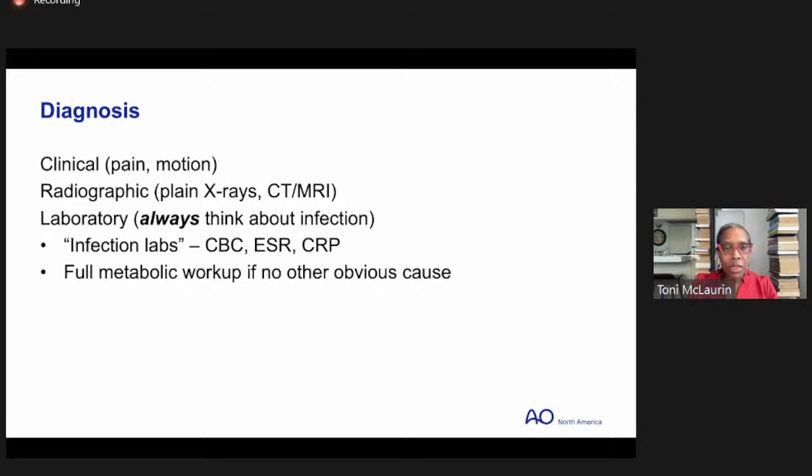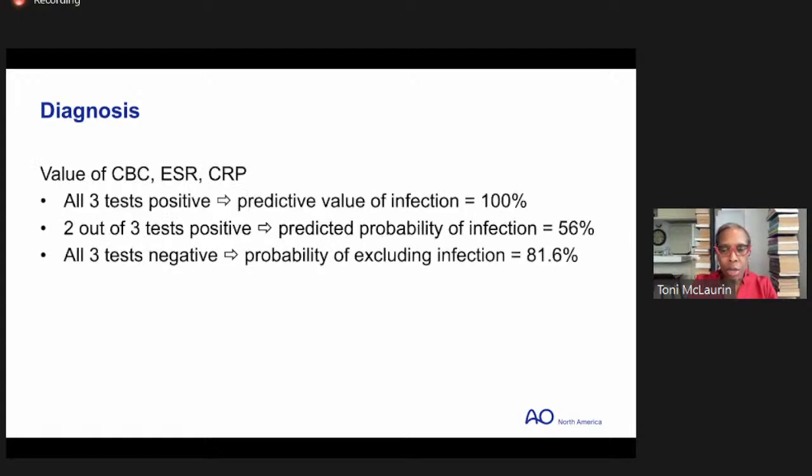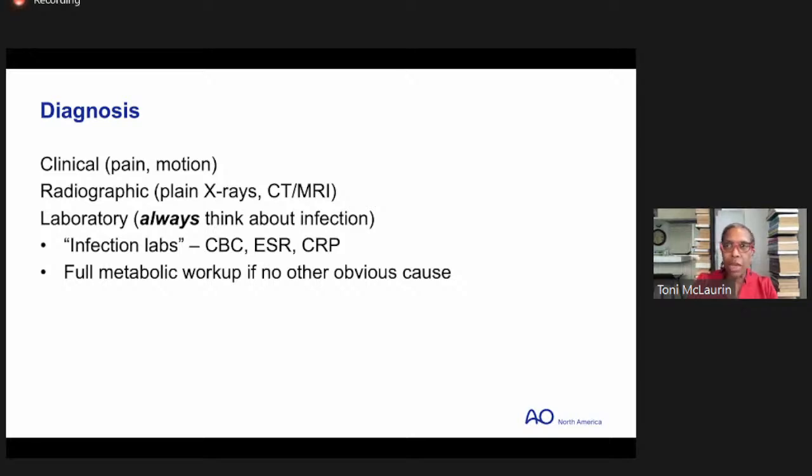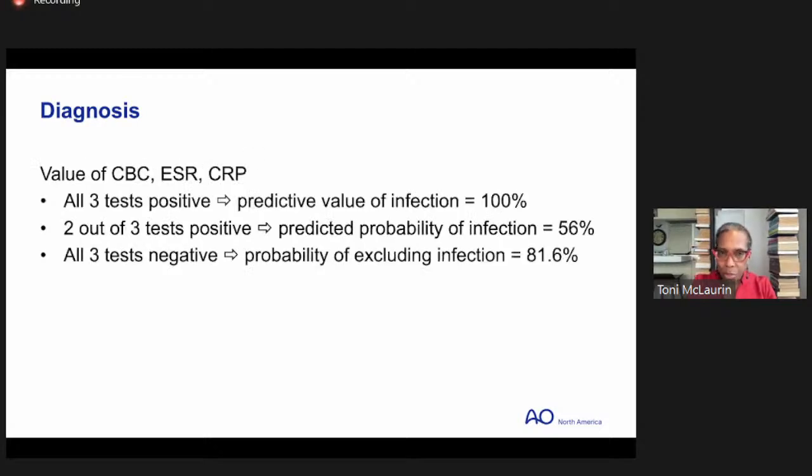And so when you go to diagnoses, obviously clinically, pain and motion are big issues. Radiographically, plain x-rays you always start. CT, MRI may be helpful depending on what else you're looking for. And you've got to get labs. You always have to think about infection labs, including CBC, ESR, CRP, which all can be negative in the face of osteomyelitis. And then if you're not finding any other cause, you need a metabolic workup.